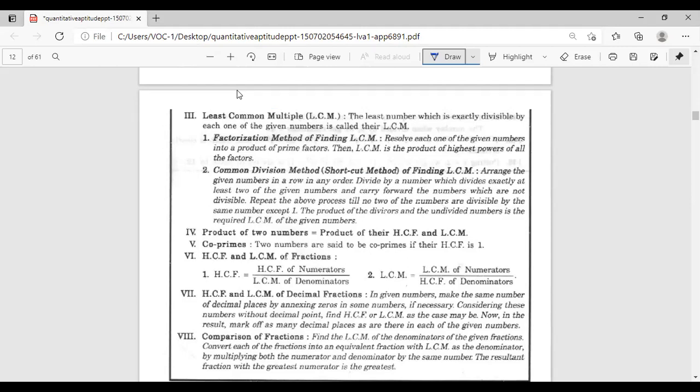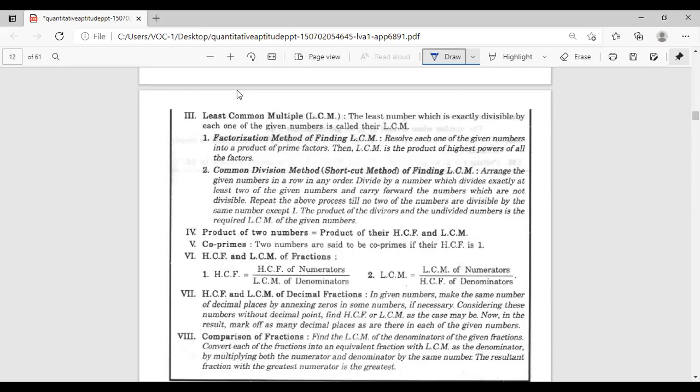First, we have to arrange the given numbers in a row in any order. Then we divide by a number which divides exactly at least two of the given numbers and carry forward the numbers which are not divisible. Then repeat the above process till no two of the numbers are divisible by the same number except one. The product of the divisors and the undivided numbers is the required LCM of the given numbers.